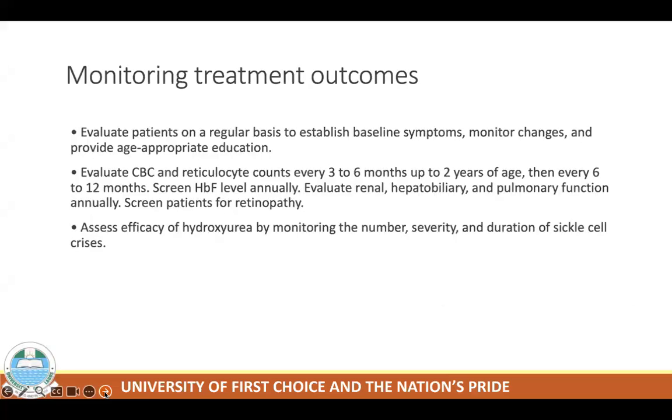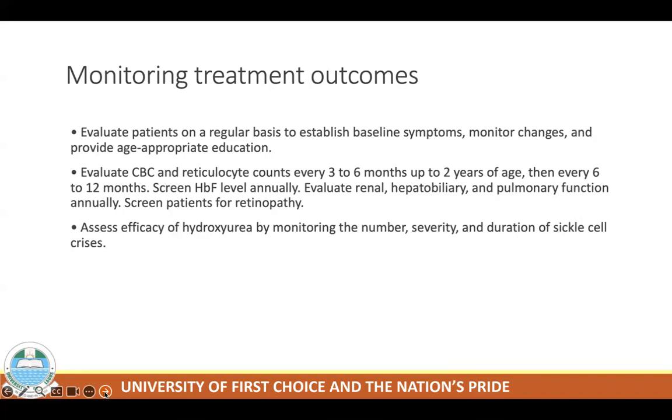So in terms of monitoring treatment outcomes, evaluate patients on a regular basis to establish baseline symptoms, monitor changes, and provide age-appropriate education. You need to continue to educate them about their medicine, about their health, and about their lifestyle. Then prevention as well. Then evaluate complete blood count and reticulocyte count every 3 to 6 months, up to 2 years of age, and every 6 to 12 months once they are older.